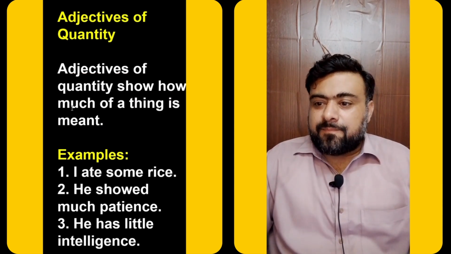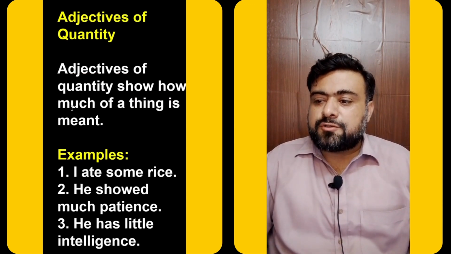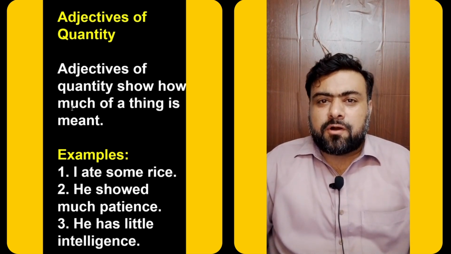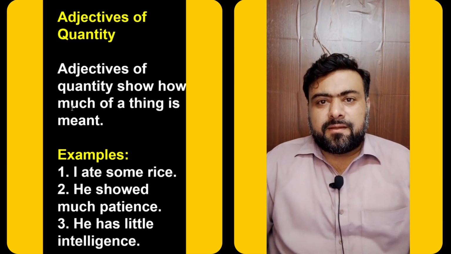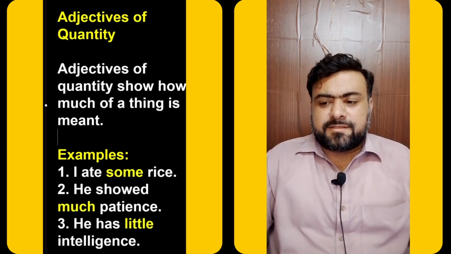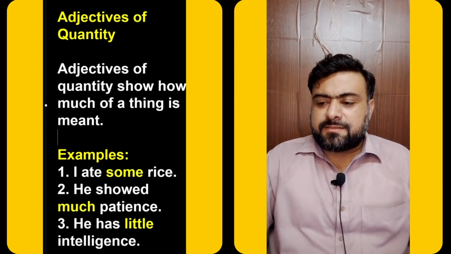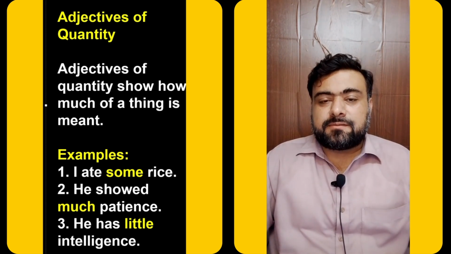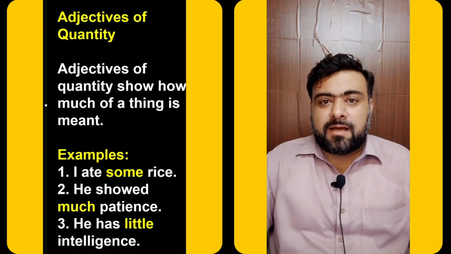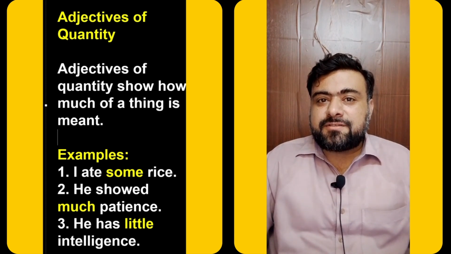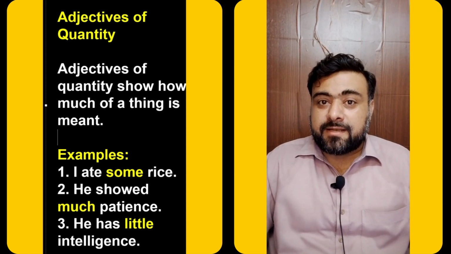Adjectives of quantity. Adjectives of quantity show how much of a thing is meant. They tell us about the quantity of a noun. Simply put, they tell us how much of a noun there is. For example, I ate some rice. Some qualifies a noun, the rice. Some is qualifying the noun rice. It is telling us something about the noun rice. So it is an adjective, but it is telling us the quantity of the rice noun.